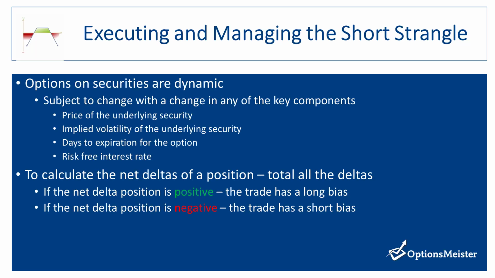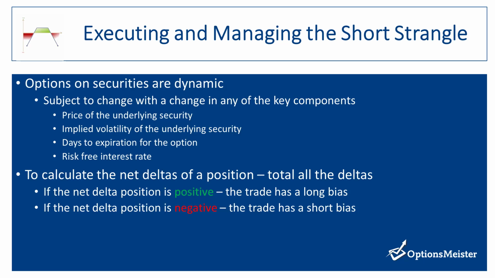It is important to note the difference between the delta of a stock or ETF and the delta of an option. The deltas for options are dynamic as they are constantly changing because of the change in any of the key components that generate the price of the option. Those components are price of the underlying security, implied volatility of the underlying security, days to expiration for the option, and risk-free interest rate. To calculate the net deltas of a position, simply total all the deltas.